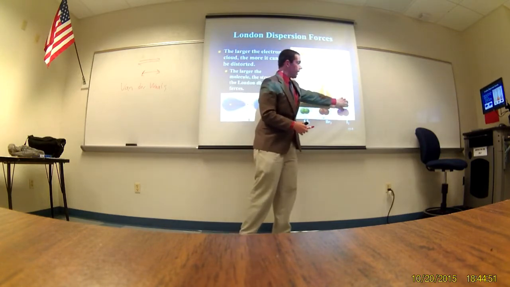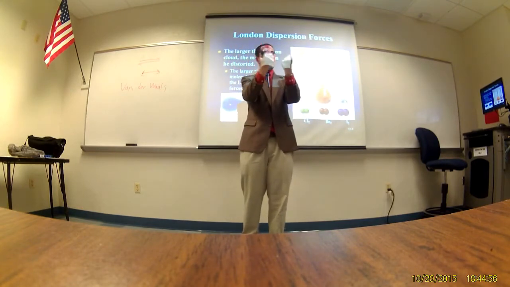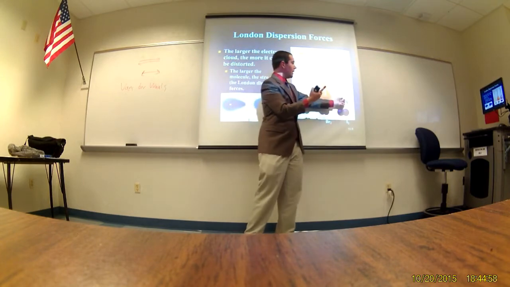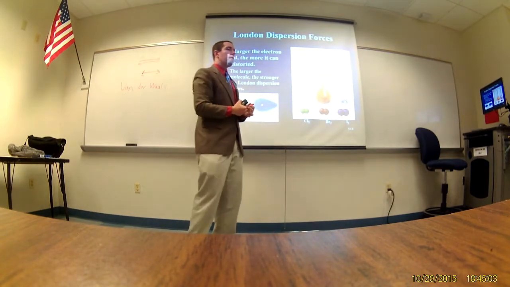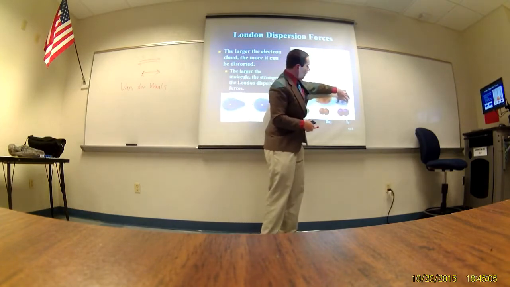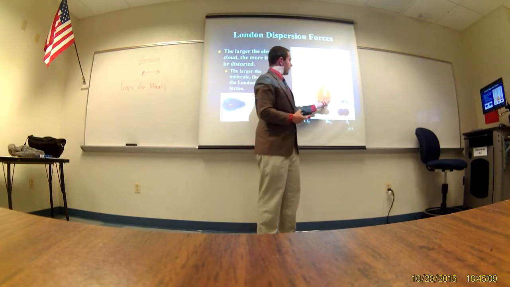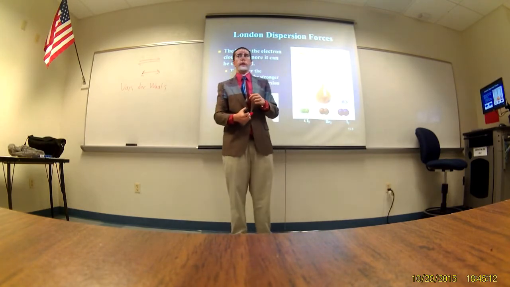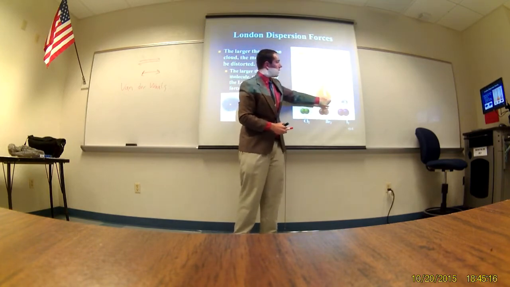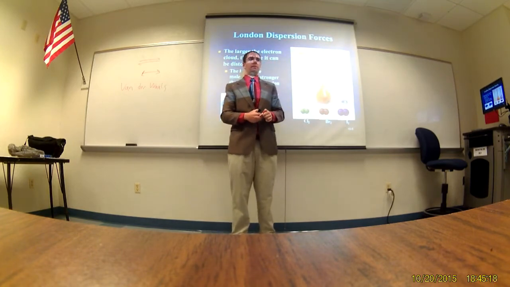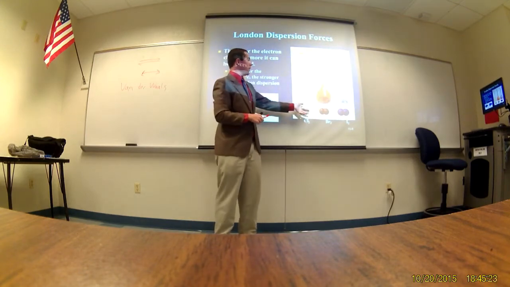Iodine has the strongest attraction. If you have one I2 here and another one here, they're attracted to each other. They don't want to leave and break apart and become a gas. So the stronger London dispersion forces are holding the iodine in a solid. The bromine London dispersion forces are a little bit weaker. So we have more in the gas, and in the bottom, instead of having a solid, we have a liquid. And then the chlorine, the London dispersion forces are so weak that it all became a gas.